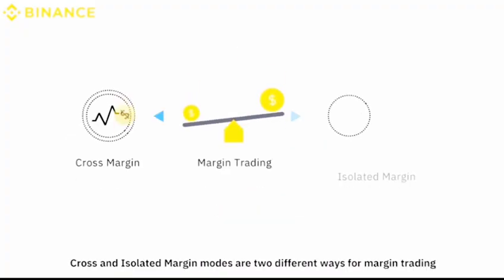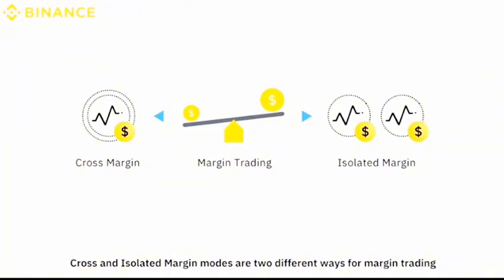To summarize, cross and isolated margin modes are two different ways for margin trading, and you can choose either based on your risk tolerance and trading strategy.